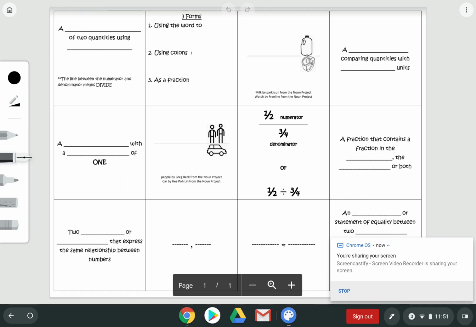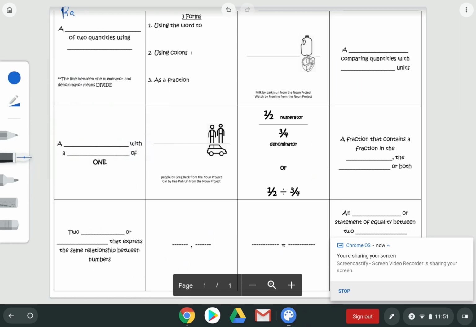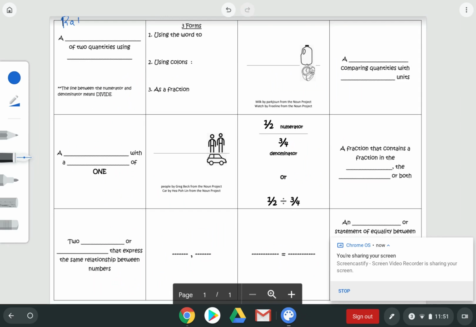So the first thing we want to discuss is what is a ratio. And a ratio is just a comparison of two quantities using division.